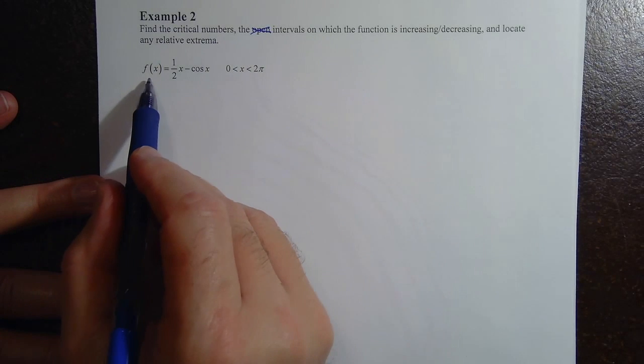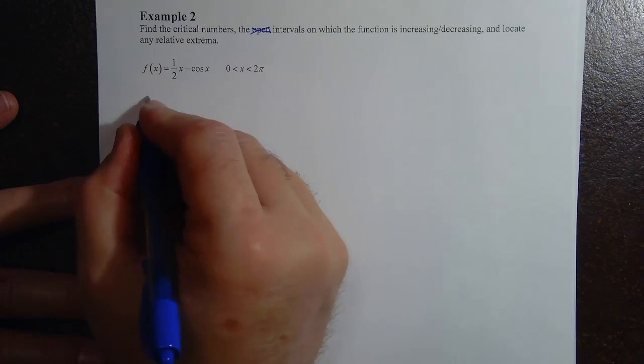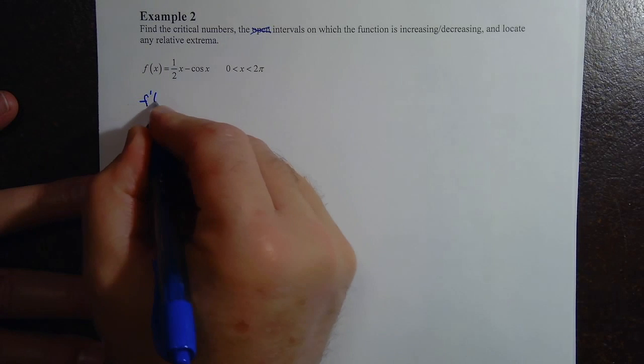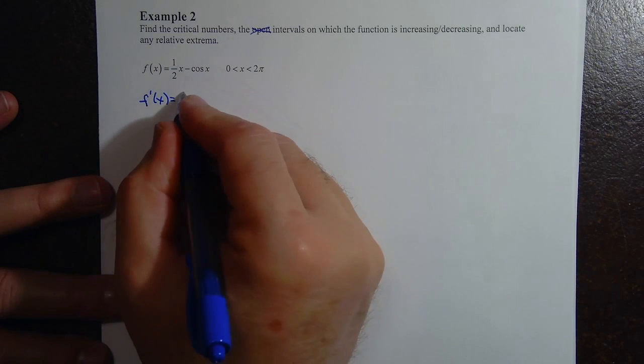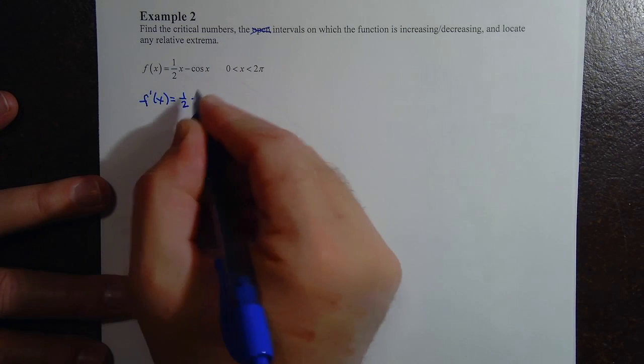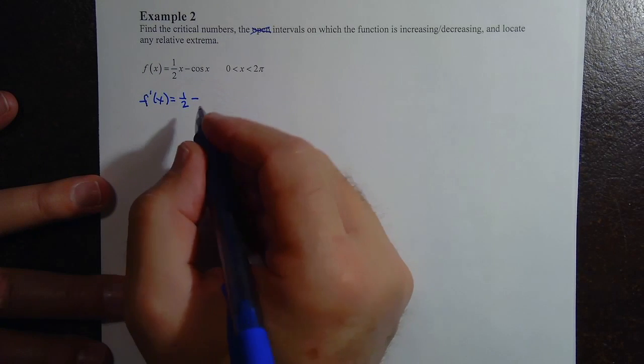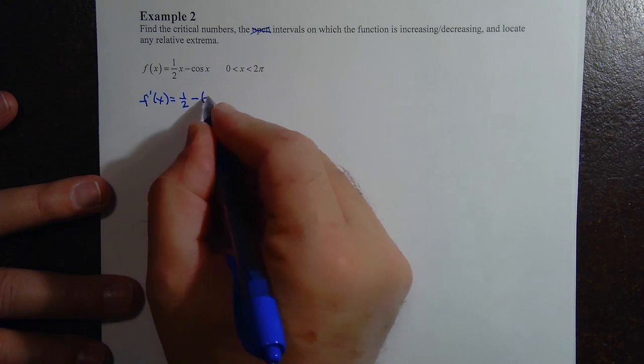So let's go ahead and take the derivative of this, okay? So that means f prime of x would equal, the derivative of 1/2 x would just be 1/2, minus, and then the derivative of cosine x is negative sine x.